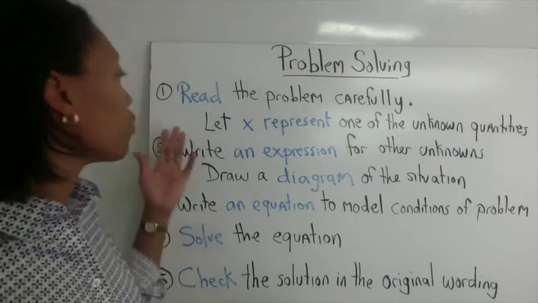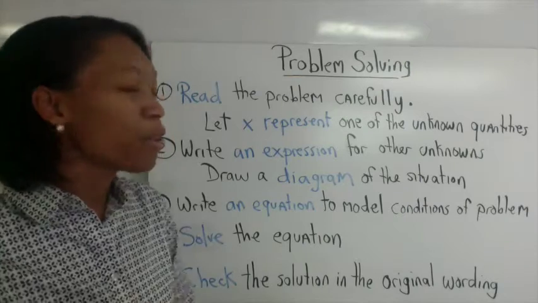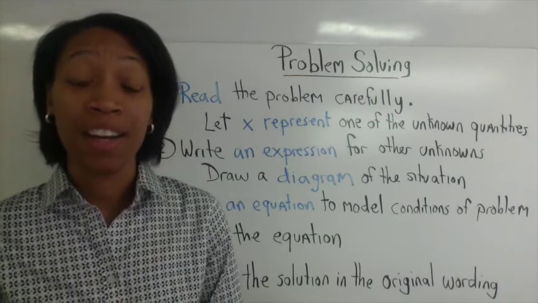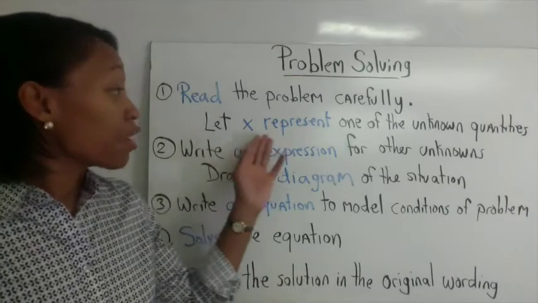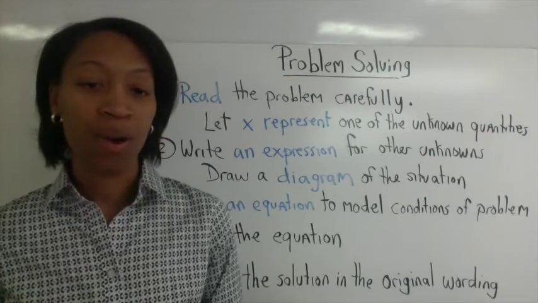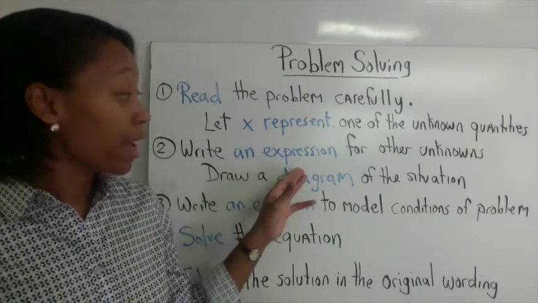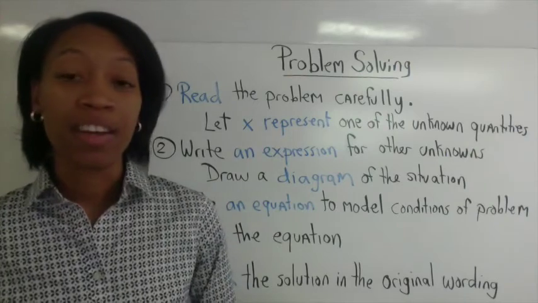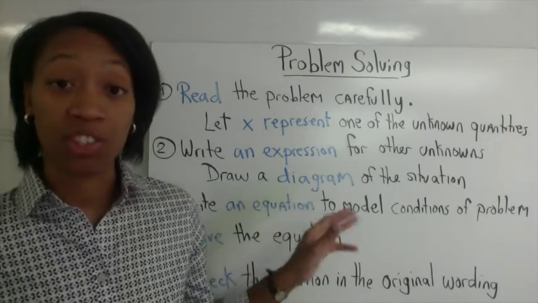The first step is just read the problem carefully, and that is the key step there. Read it carefully and understand what that problem is asking you. Break it down. What is unknown in that problem? Let X represent one of the unknown quantities. And then what other things are they asking you? What other things are unknown? You can write an expression using that X for the other things that are unknown. If possible, try to draw a diagram of the situation, of the problem.